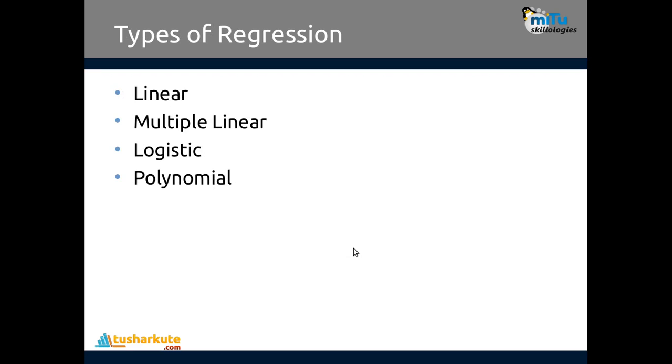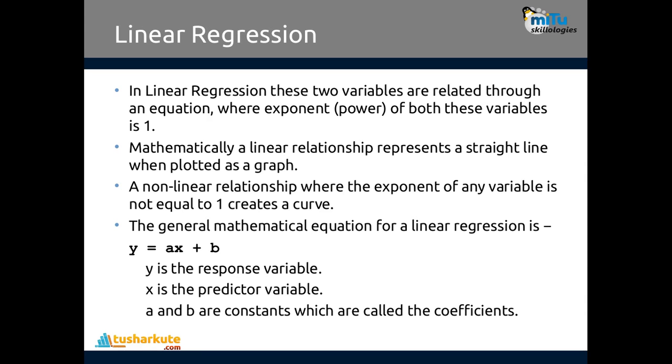There are four kinds of regression applicable: linear, multiple linear, logistic, and polynomial. Out of the four, we'll be using linear regression to train our model for the given data set. So how exactly does linear regression work? In linear regression, these two variables are related through an equation where the exponent, the power of these two variables, is 1. Mathematically, a linear relationship presents a straight line when plotted as a graph. A non-linear equation, where the exponent of any variable is not equal to 1, creates a curve.